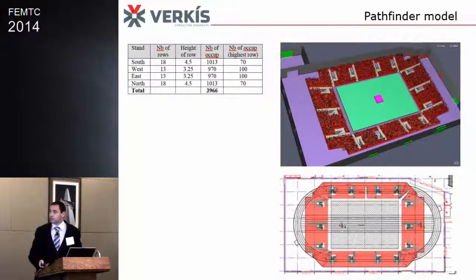especially regarding the other dimensions. So I have almost 4,000 people in this case, and in each of the aisles, this one and this one, this is the most critical part. I have 70 people on these rows.